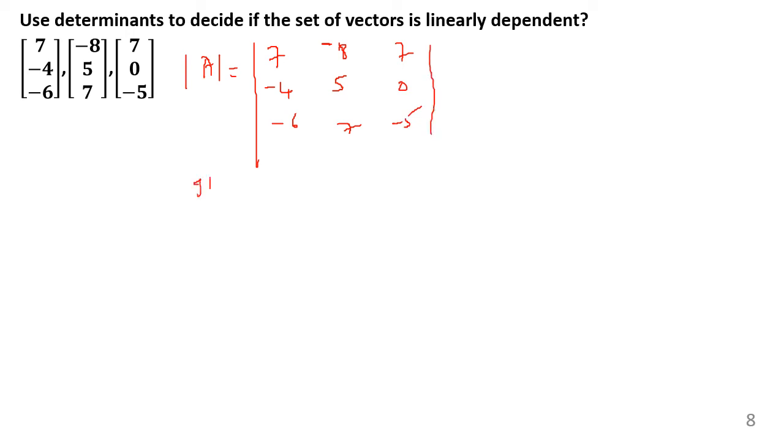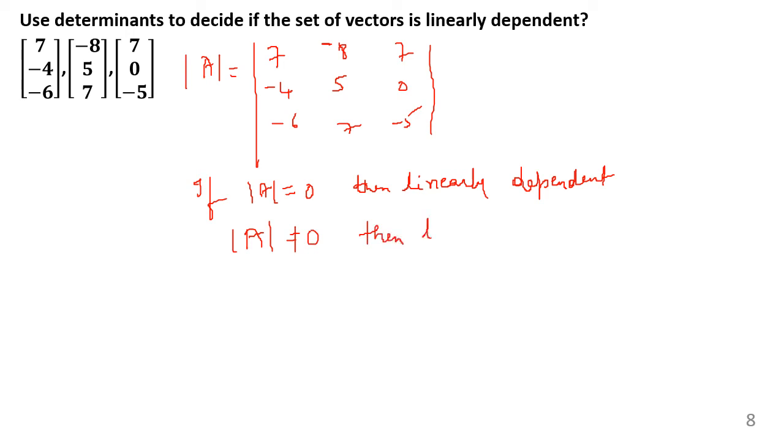Now if the determinant is equal to 0, then they are linearly dependent. If the determinant of A is not equal to 0, then they are linearly independent. So we'll find the determinant of this given matrix A.